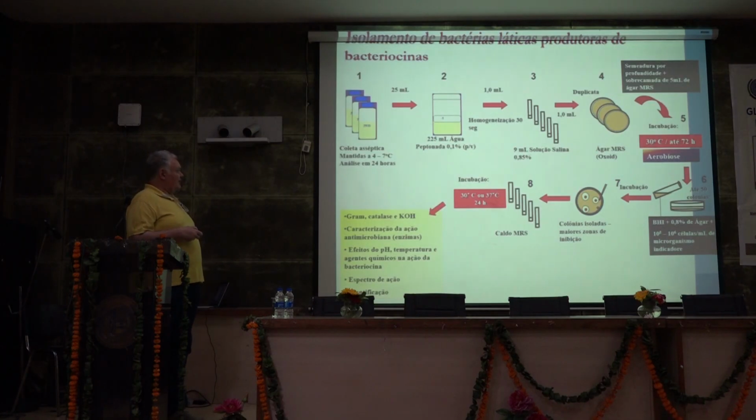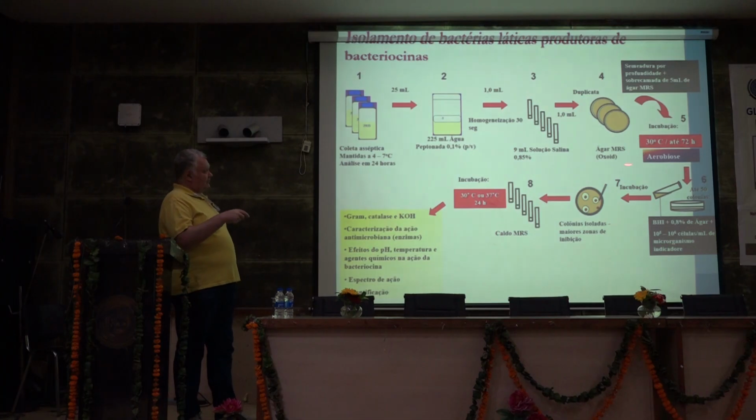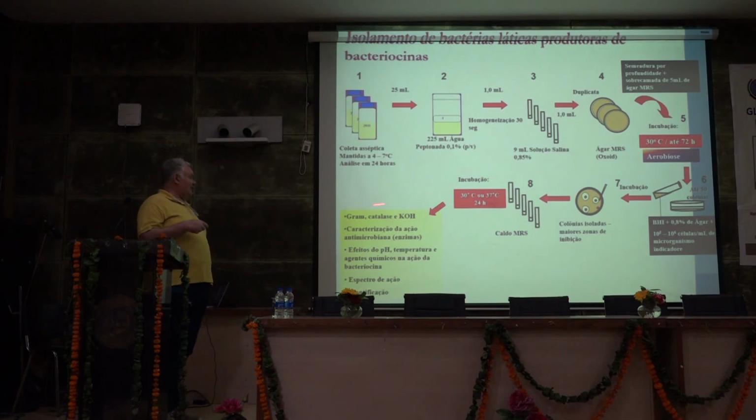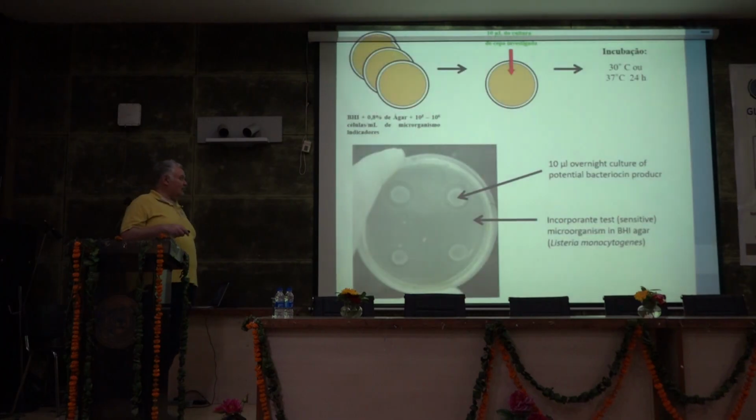So again, here is the explanation of the entire process. You have the samples; sorry, it's in Portuguese, but I'm explaining now. You use samples, and you can always mix them with physiological water. Then you can make a dilution, then you can plate on the agar, then you cover with another layer, then you incubate, then you observe from the inhibition zones if you have any. Then you pick one colony from the inhibition zone, culture it in liquid cultures, and then you check catalase, Gram staining, and then some other tests.